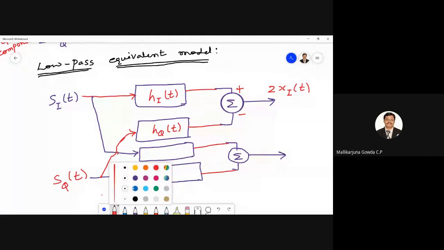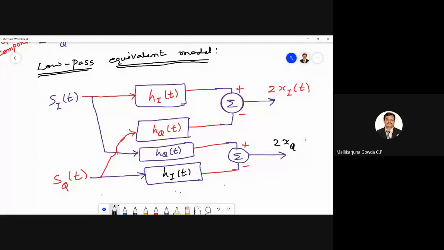Yes. In the same way, I can write here hq of t, and this is my hi of t. So si of t convolved with hq of t. What should be the sign here? Both plus or both minus? Both plus. Okay, then I will be able to say this is my 2 into sq of t.